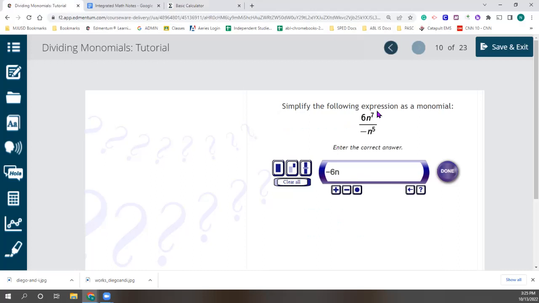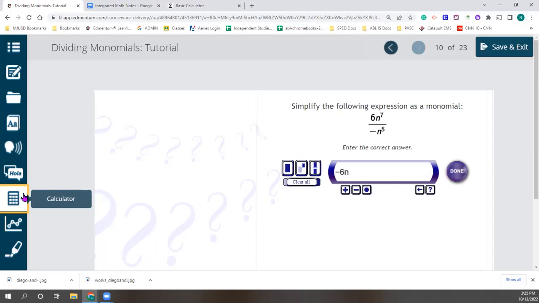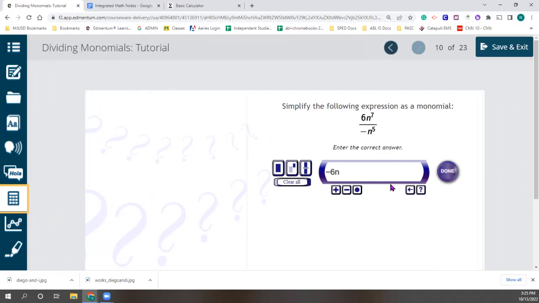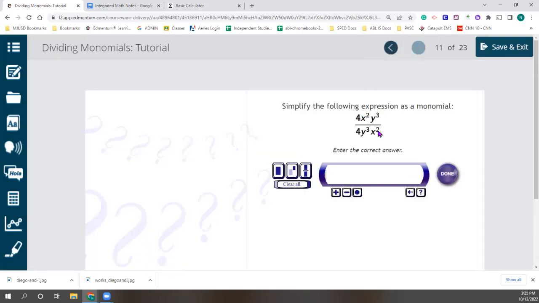7 minus 5, what's the difference? I could use this calculator over here. 7 minus 5 equals 2. Woohoo! Exponent 2. Done. Great. Got it. Move on. If you don't get the answer, go back and check.